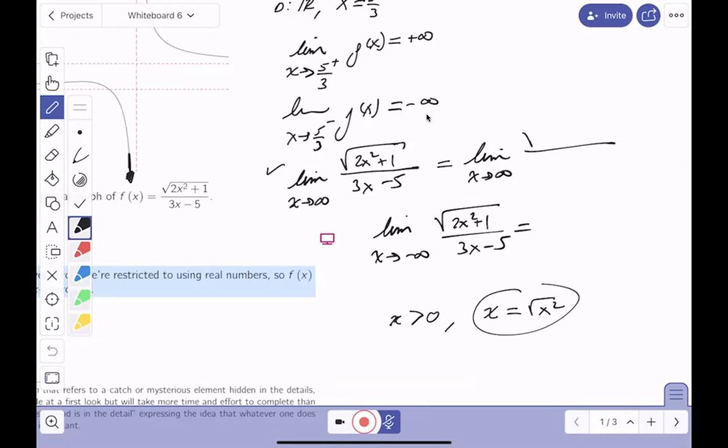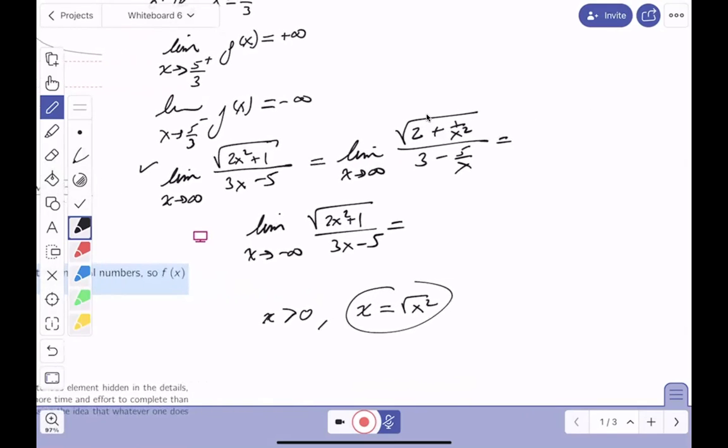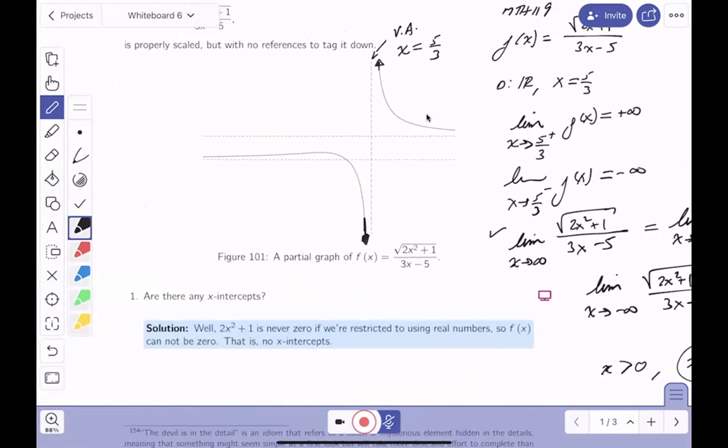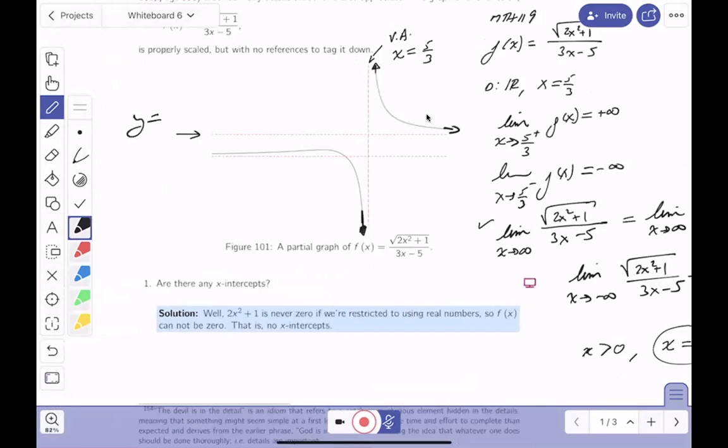What do you get on top? The root of 2 plus 1 over x squared. What do you get on bottom? Divided by x, you get 3 minus 5 over x. Well, if you go towards infinity, what would you get? Well, you get the root of 2 on top, certainly, and you get 3 on the bottom. So now I'm going to say, I know this asymptote now. This is this one over here. This graph goes towards that asymptote. What's that asymptote? y equals, and again, we just did it, root 2 over 3.